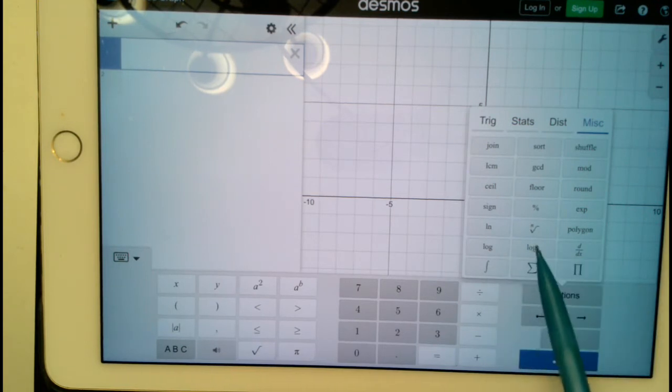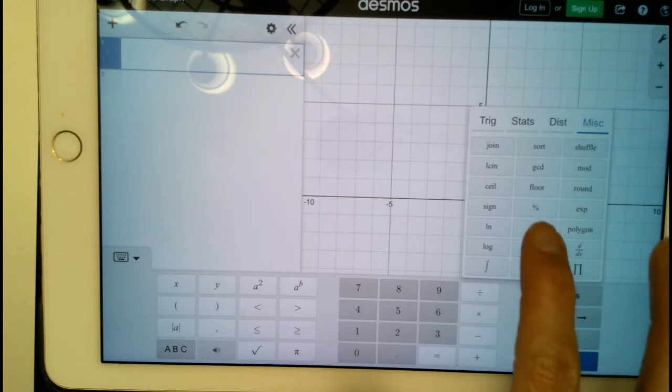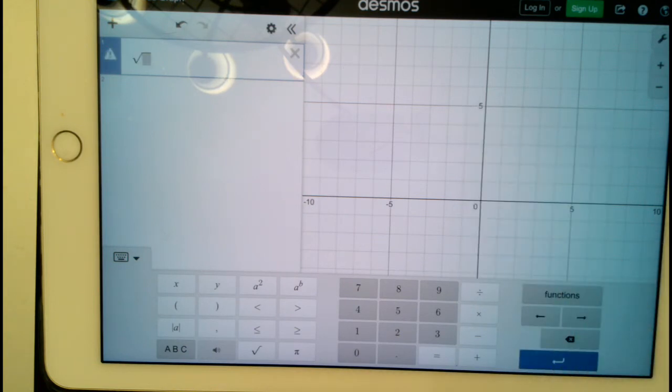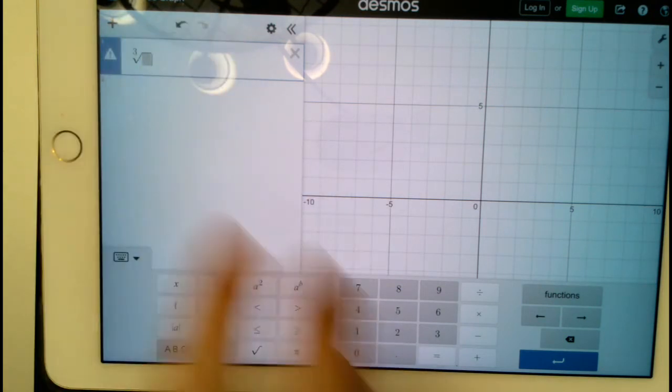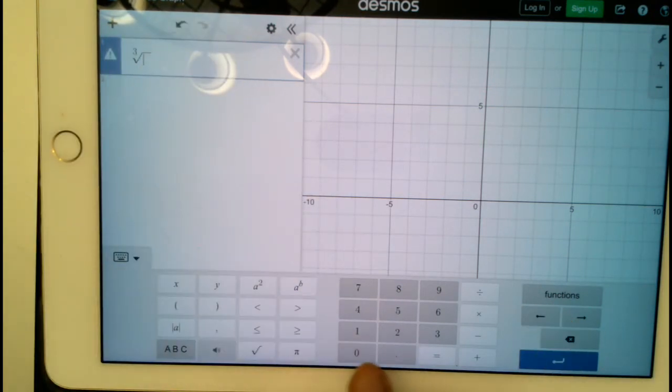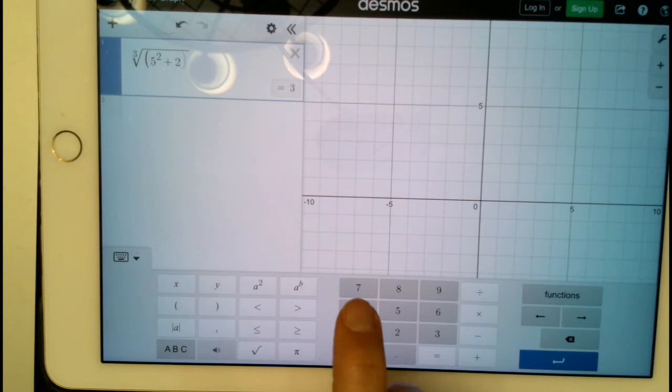The nth root. So it's going to be the nth root, and then we can put the 3 in there, and then we can type in 5 squared, I'll put my parentheses in, 5 squared plus 2, and then we see that we get 3, which is what we want.